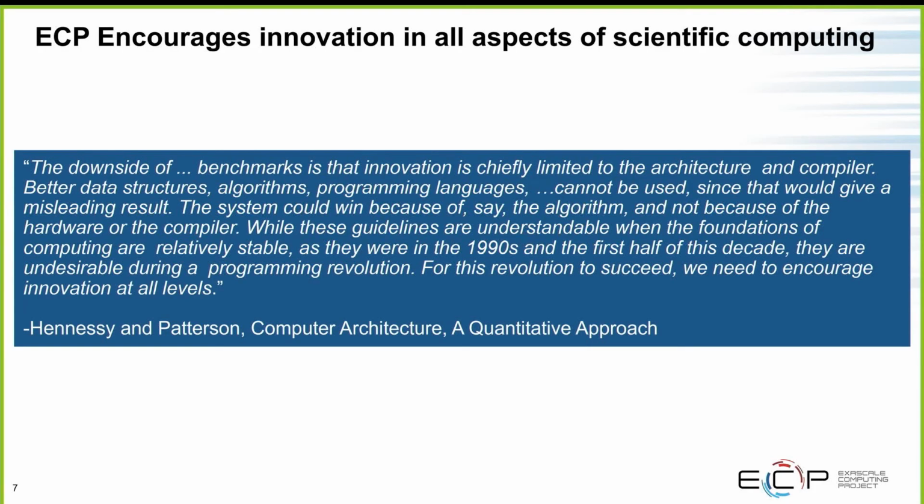Okay, so they said, if you do what we're doing, you couldn't disentangle the two. One system could win because of, say, the algorithm and not because of the hardware or the compiler. And while these guidelines are understandable when the foundations of computing are relatively stable, as they were in the 90s and the first half of this decade, they're undesirable during a programming revolution. For the revolution to succeed, we need to encourage innovations at all levels.